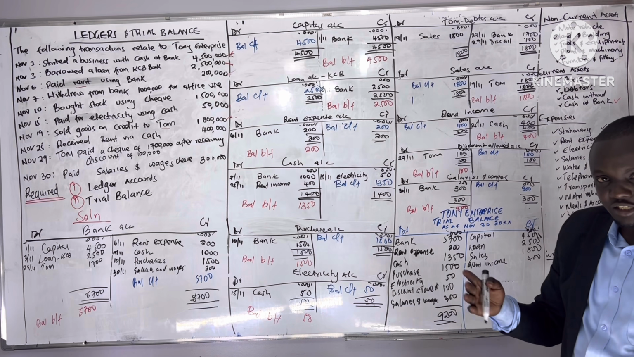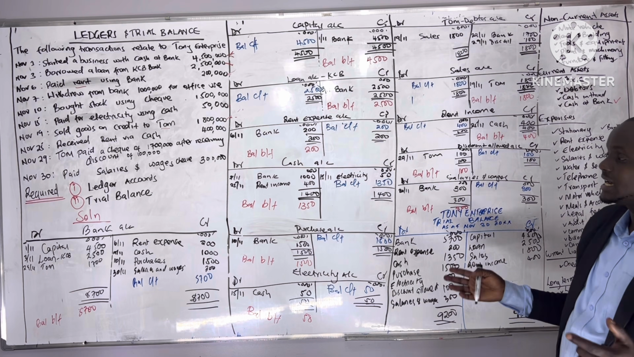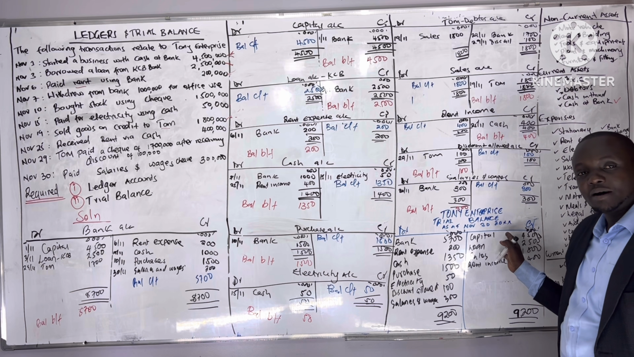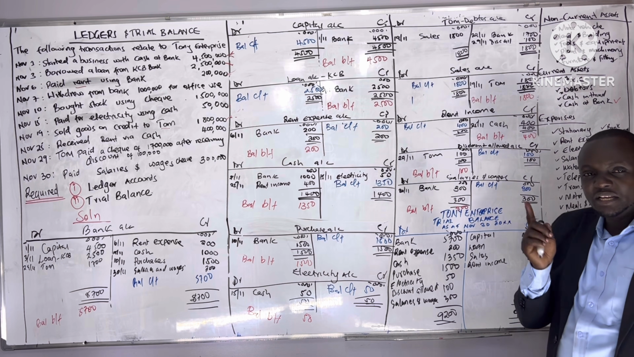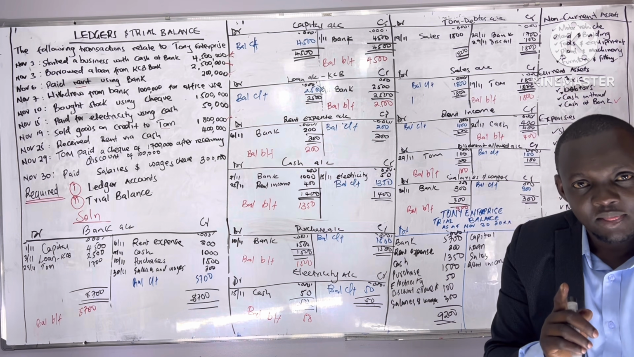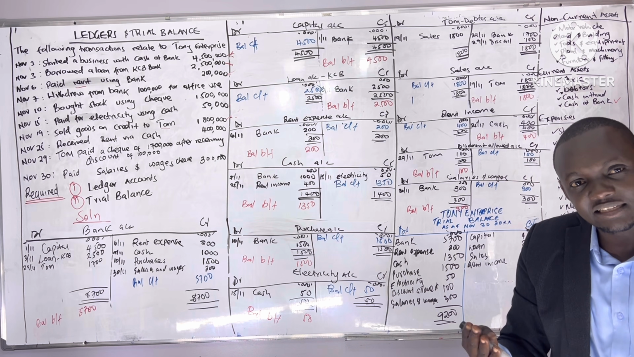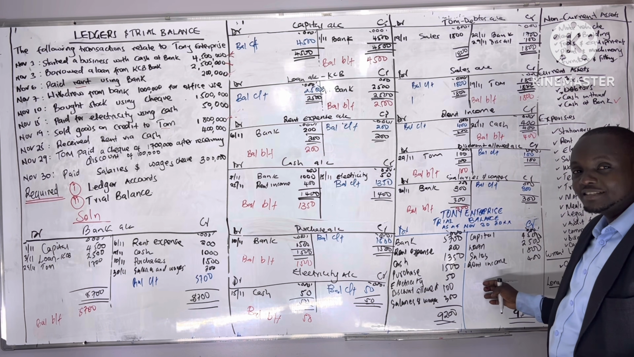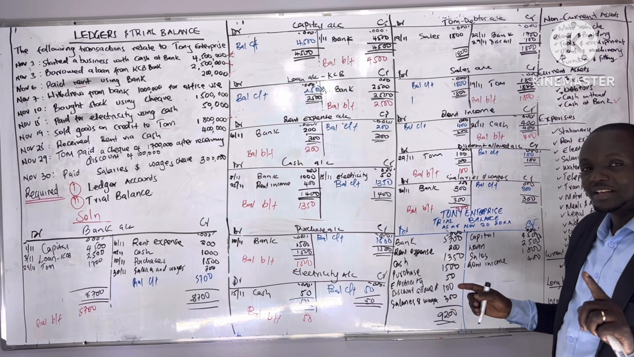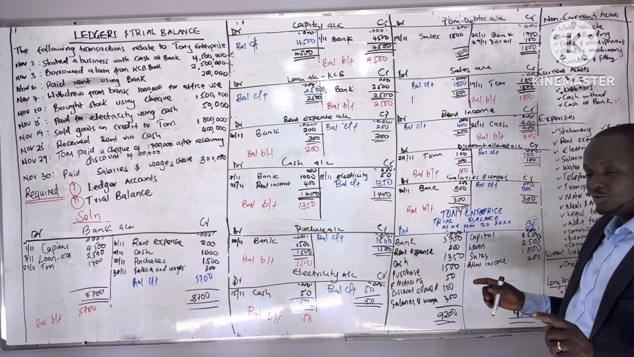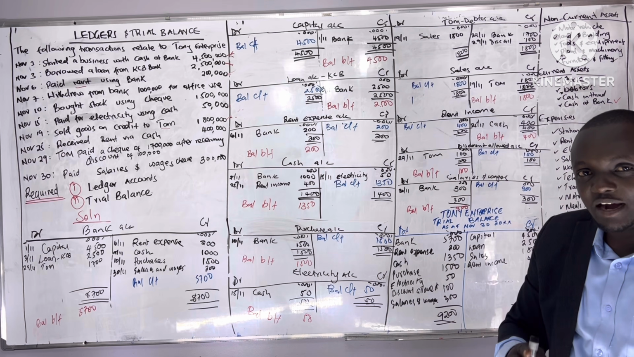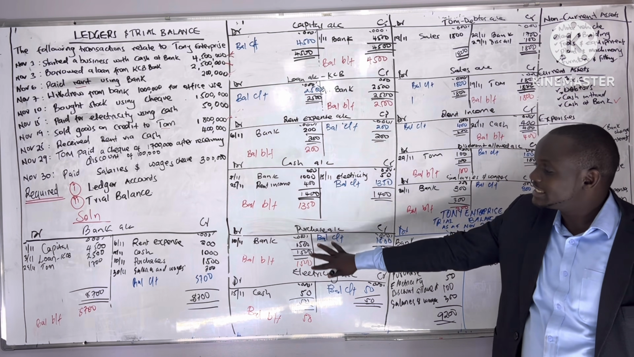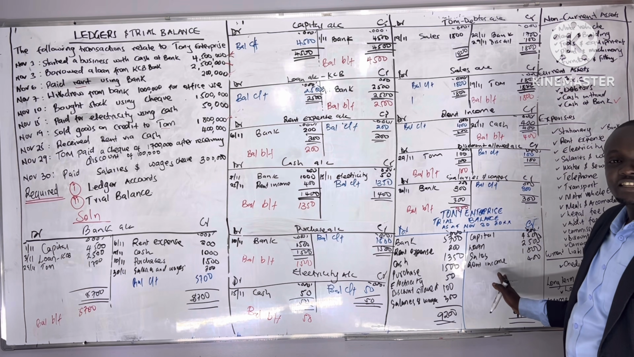In the next few videos, we shall be looking at correction of errors. When the trial balance does not balance, it means you have committed an error. And we shall be looking at that in the upcoming videos. But sometimes the trial balance can balance even with an error. So we shall look at the two scenarios in the upcoming videos. For now, this is how you do the ledgers. This is how you extract the trial balance.